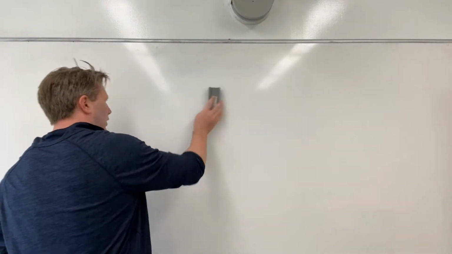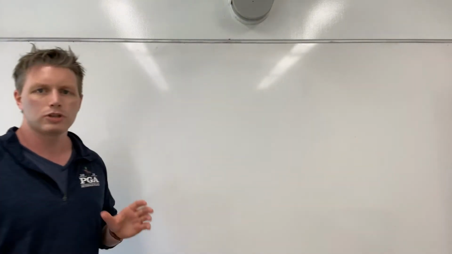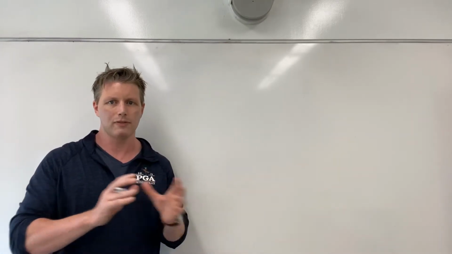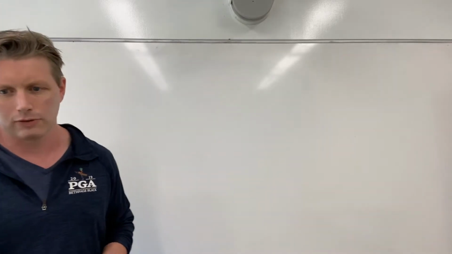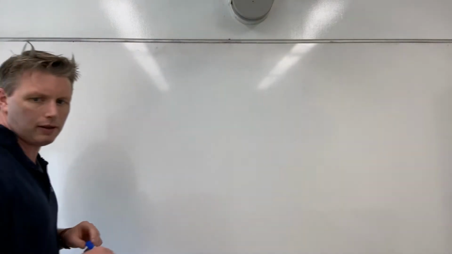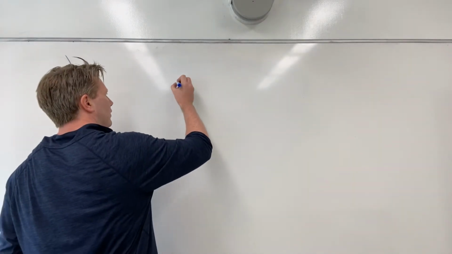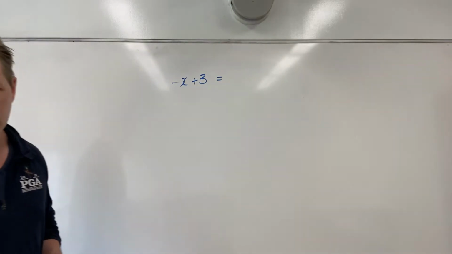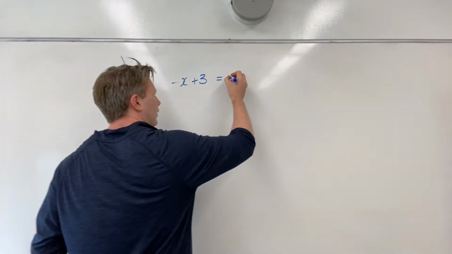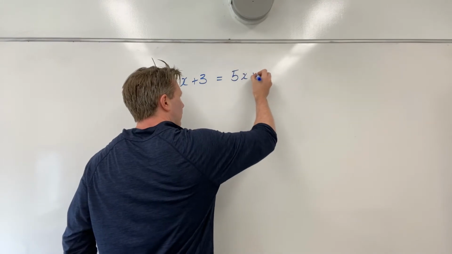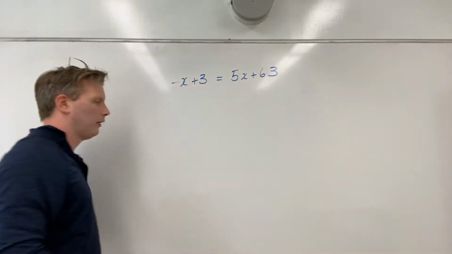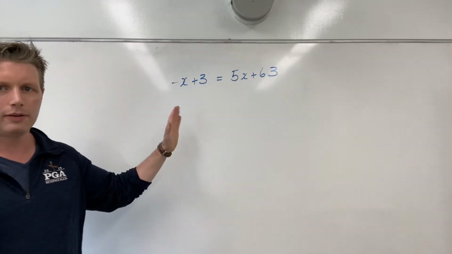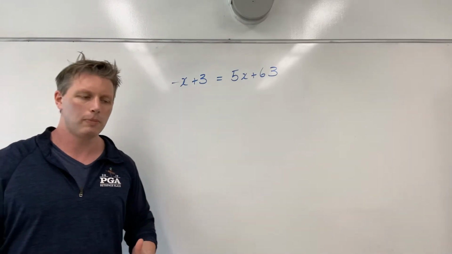All right, I want to try now a problem in which I have a variable on both sides of the equation. So I have a variable on the left and the same variable on the right. How do I solve that? All right, so let's try the following. I have minus x plus 3 is equal to, this is my equation, 5x plus 63. Again, I'm looking for a value for x that will make this statement true. How do I go about that?